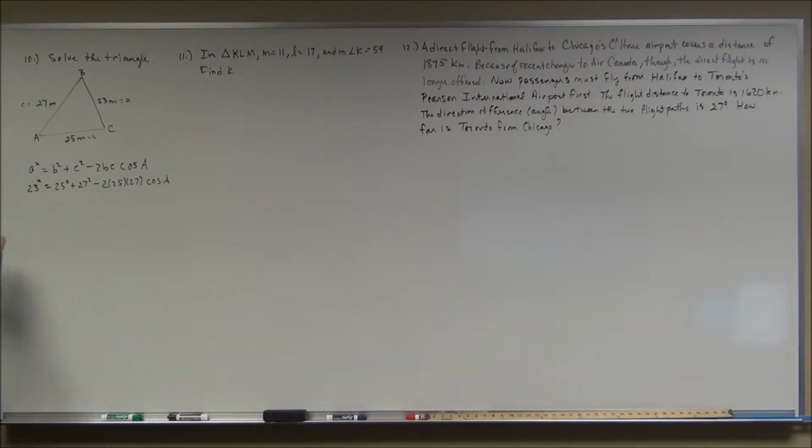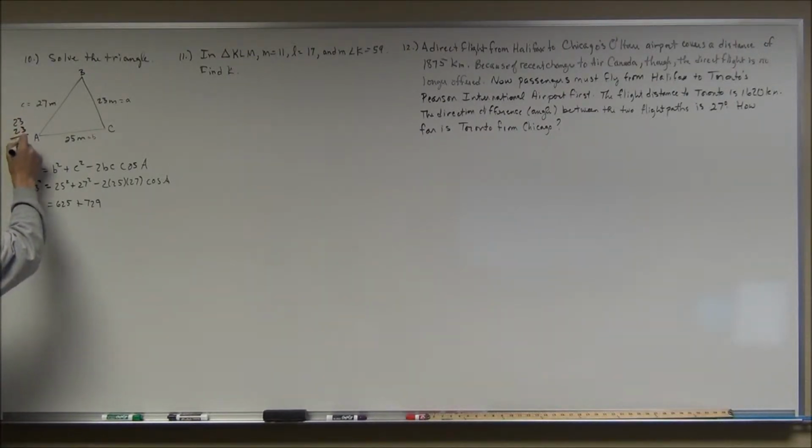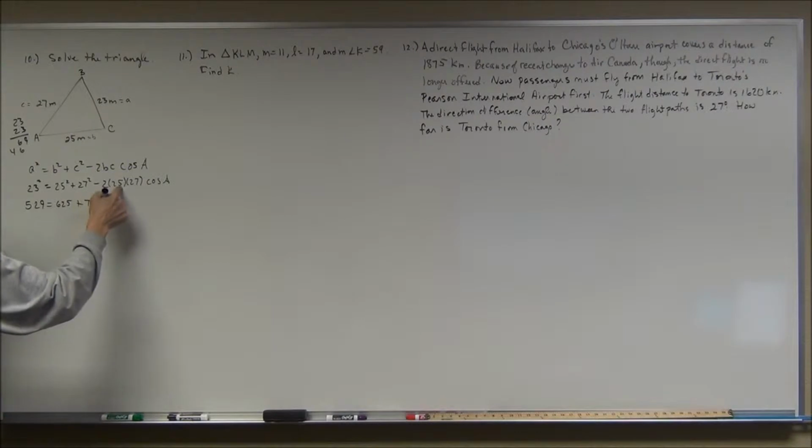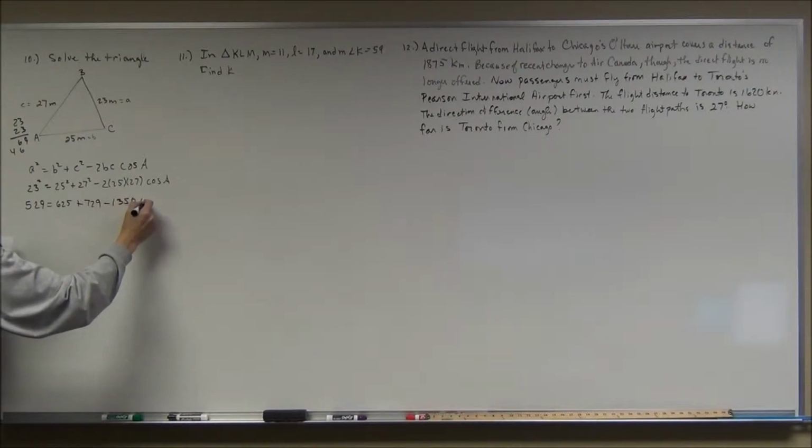Don't get the calculator out to do too much all in one step. 25 squared is 625. 27 squared is 729. 23 squared, I'll just do it, 23 times 23 is 529. Minus 2 times 25 is 50, times 27 would be 1350, times the cosine of A.